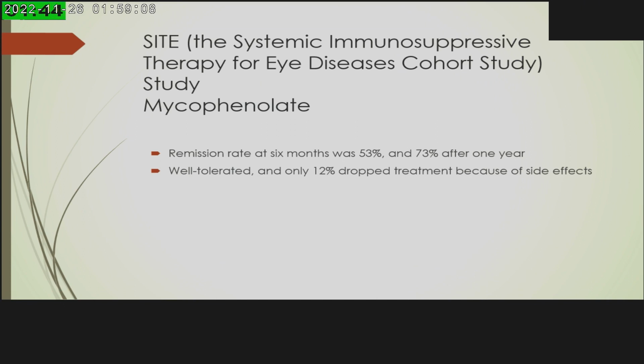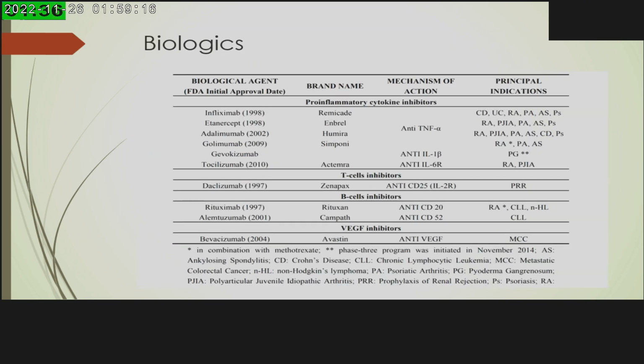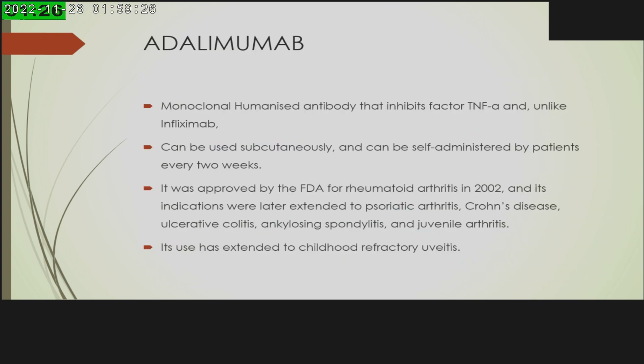Mycophenolate also has 53% and 73% remission, 53% at 6 months and 73% at 1 year. It's a very effective drug, and only 12% of patients had complications. And among the newer drugs, we have the biologics, which block the cytokines released by the T helper cells. So they are very useful, and one of the most standout drugs is adalimumab because of the evidence that we now have for this drug.